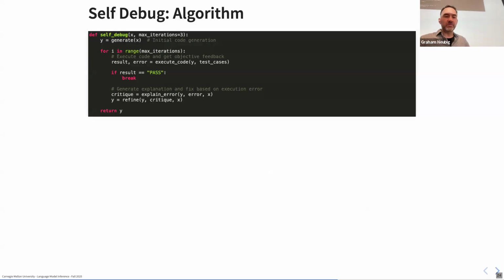And so it looks a little bit like this. You actually add a code execution loop in here. If all the unit tests you have pass, then you're done and you're happy. If not, you ask the language model to explain the error, and then based on that, you refine the critique. So this is introducing an external signal.